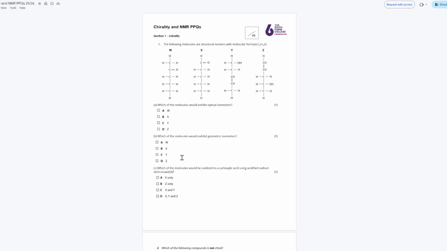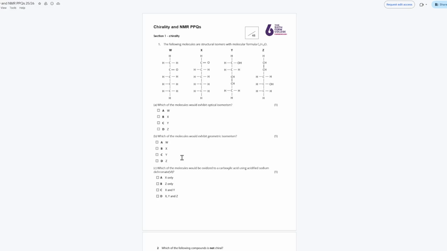So which of them actually has a chiral carbon? It should be, yes, it's Z. So we've got the OH on, what would that be, the second carbon, I suppose. Technically. So yeah, got hydrogen, methyl, and the rest of the molecule, the R group, and the OH. It should be Z. So D is the answer. And then let's go to B.